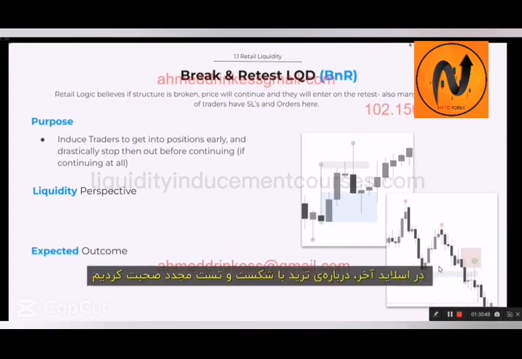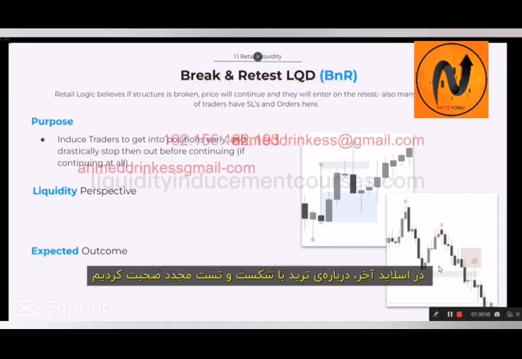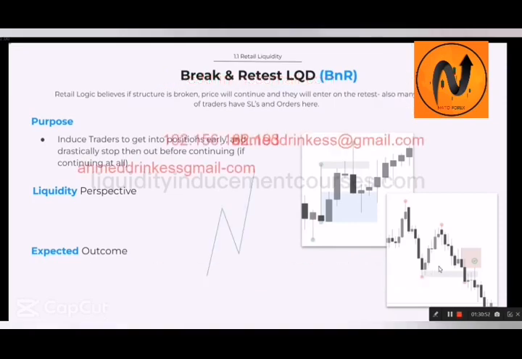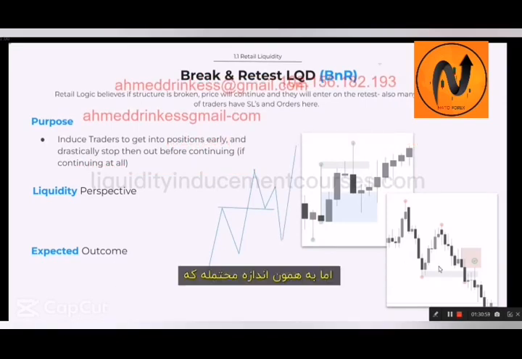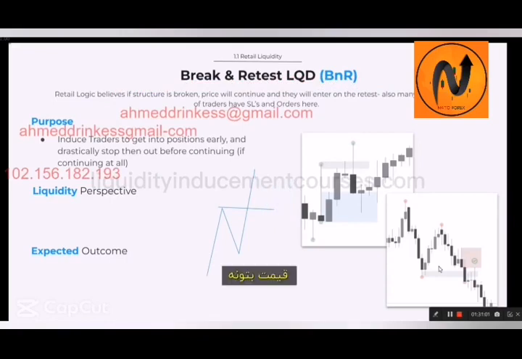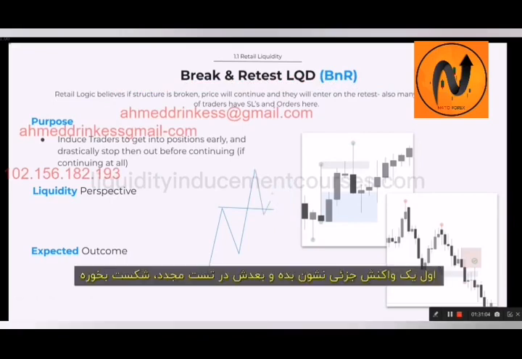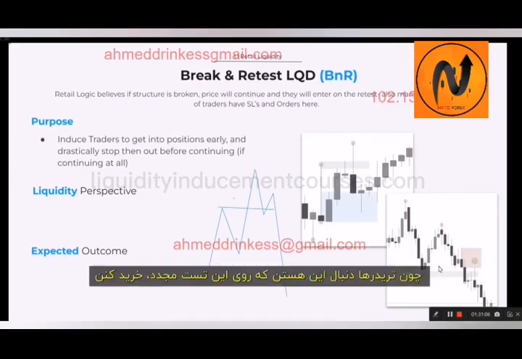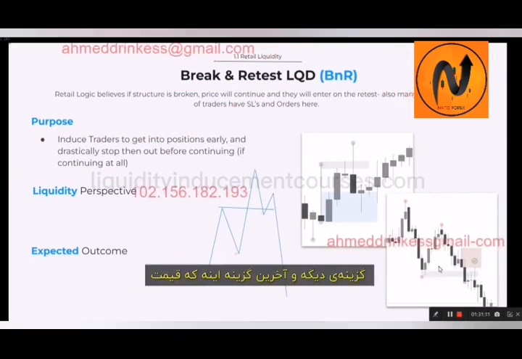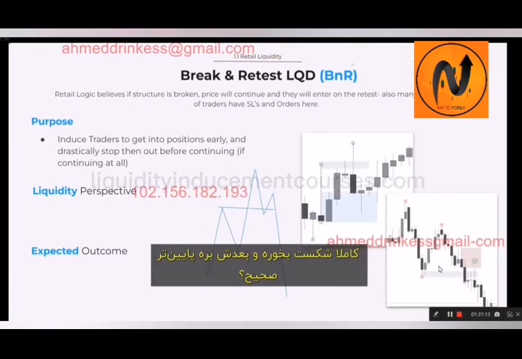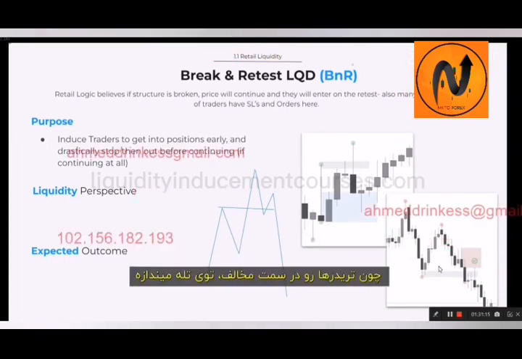In that last slide, we talked about break and retest. Typically, this will happen. It'll fail on the retest to then go higher. But equally probable is price can just give a little reaction and then just completely fail, because they're looking to buy on this retest. The other and last option is it can just completely fail and then go lower, because it's trapping them in the wrong direction. So the purpose of it is, again, to drastically stop out traders before continuing, if at all.